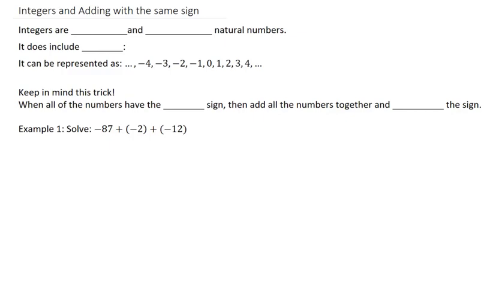Integers and adding with the same sign. Integers are positive and negative natural numbers. It does include 0, and so you can kind of see it like this, where this can go on to -5, -6, and so on to the left, and then when we move to the right, we become less negative and become greater, and this will continue from 5, 6, 7, and so on.